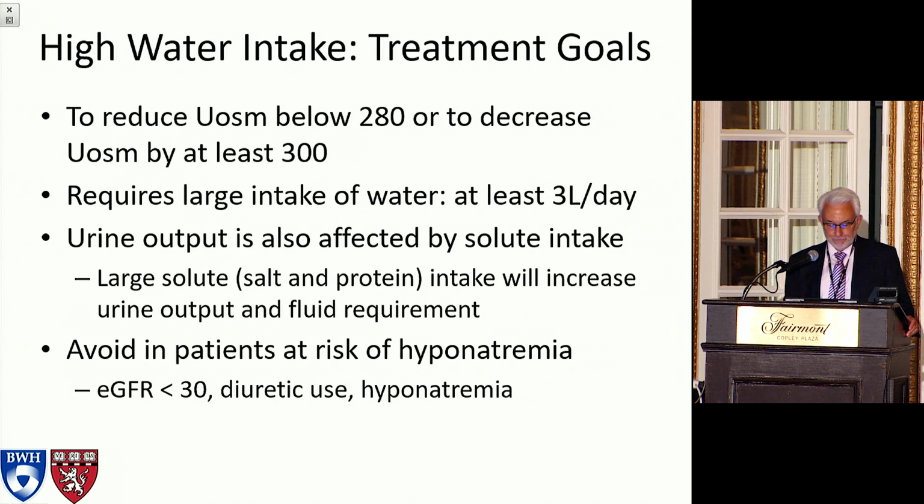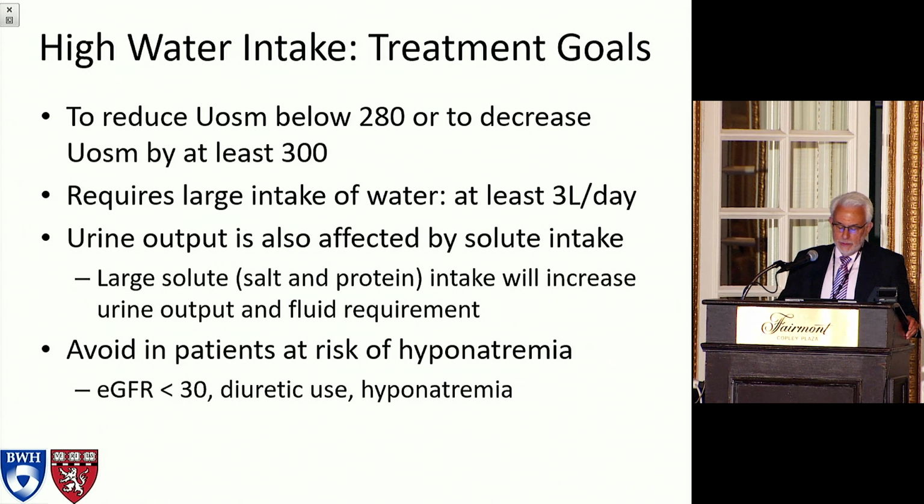I'll talk more later on about vasopressin, but we know that vasopressin is associated with faster progression of ADPKD. And our goal in patients should be to reduce urine osmolality below 280 or to decrease urine osmolality by at least 300 from baseline. This requires a substantial intake of water, typically at least 3 liters a day, but sometimes more. And you all recognize that urine output is affected by solute intake. So if you have a large solute intake, that will increase the urine output and will increase the fluid requirement.